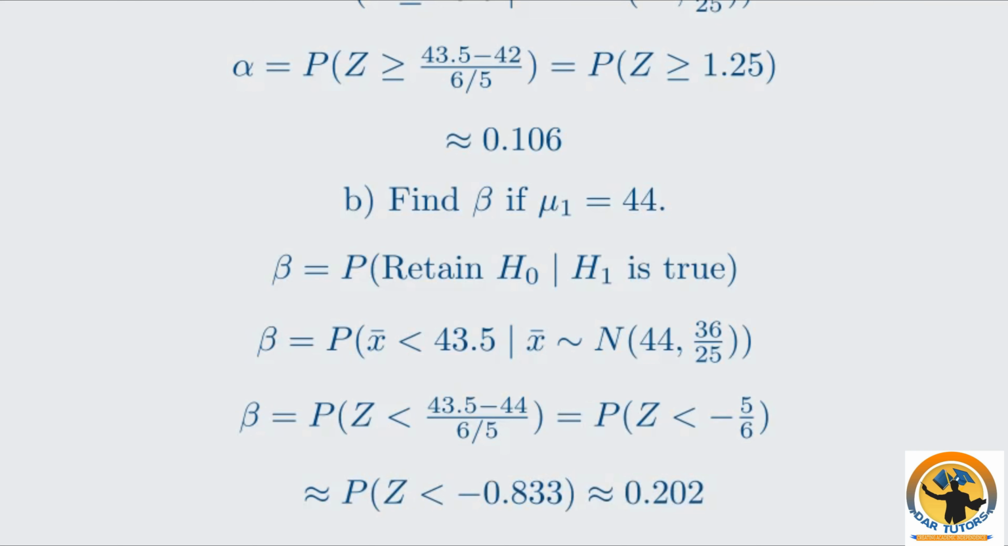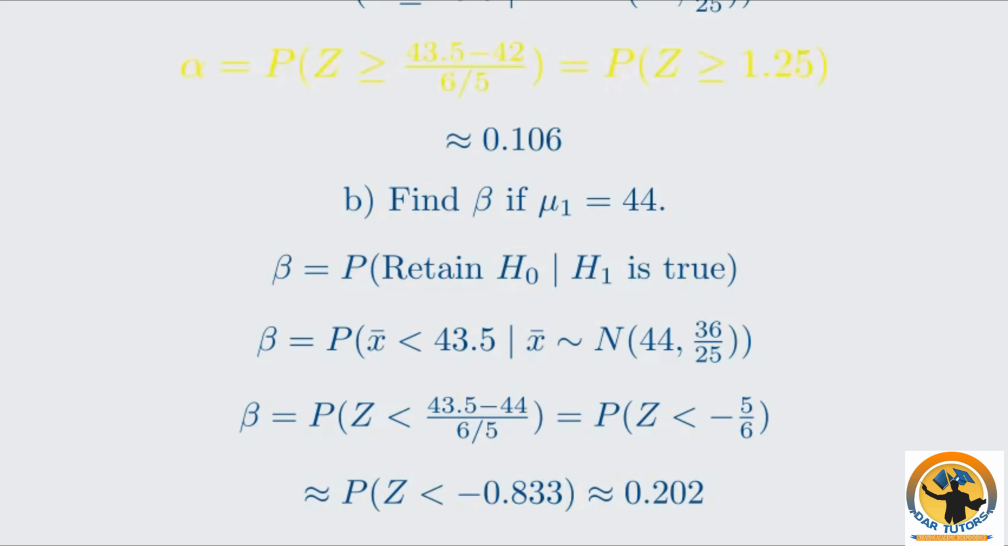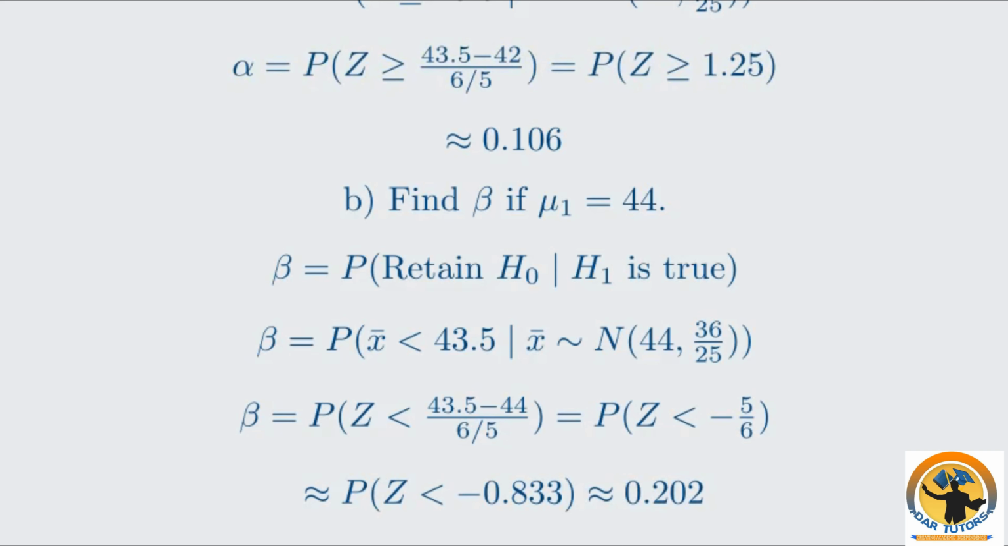which is 0.202. Notice how the critical value in terms of z is different for calculating alpha and beta. For alpha, we use the null mean. For beta, we use the true mean.